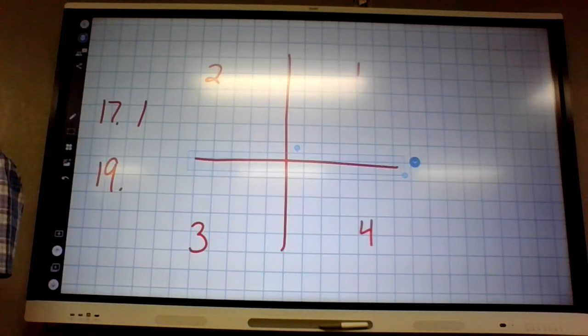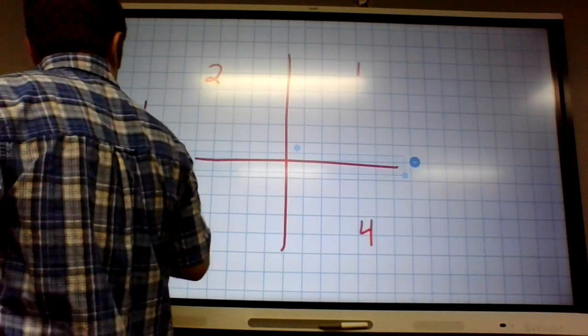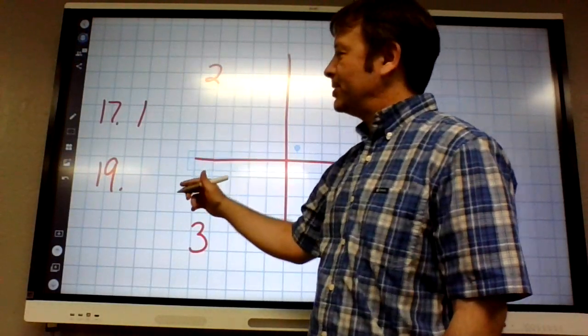Okay. 19, the x coordinate is negative and the y coordinate is positive. Where is that? Quadrant 2. Yeah. Negative makes it go left, positive makes it go up. So, 2.